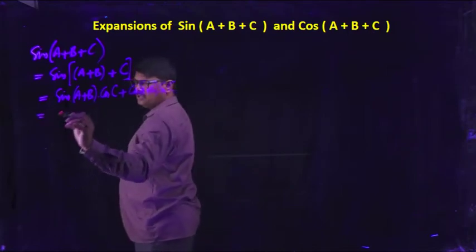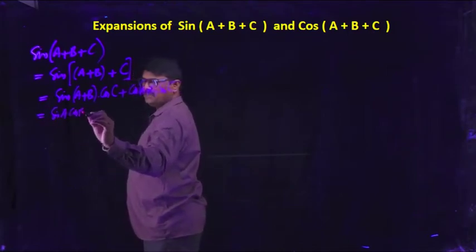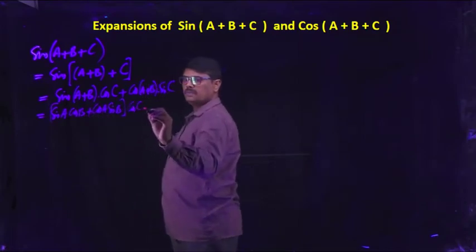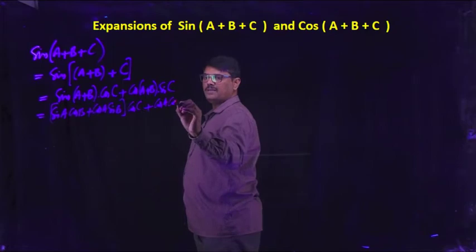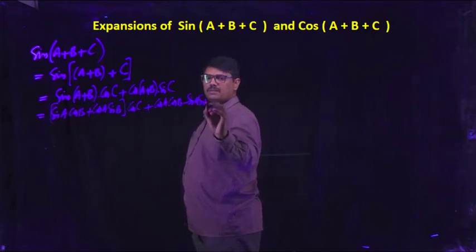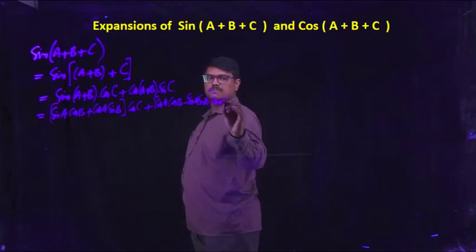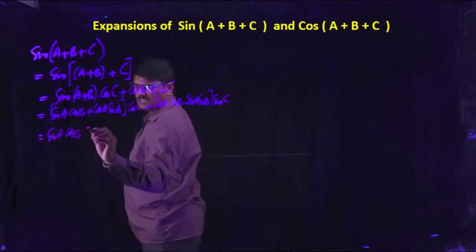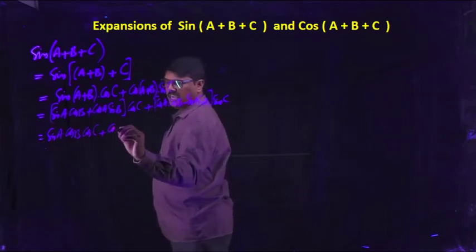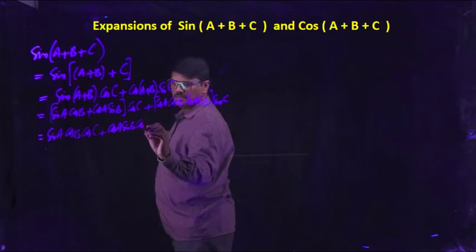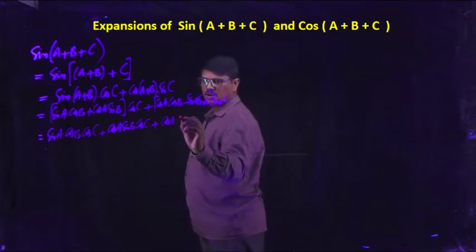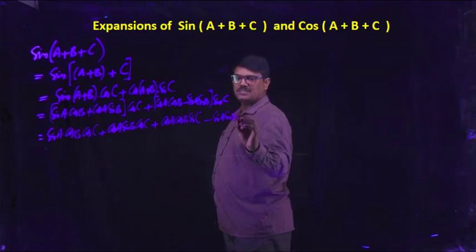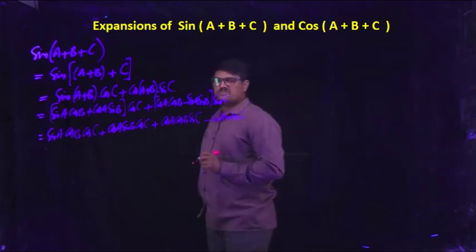Now again use the formula sin of A plus B, which is sin A cos B plus cos A sin B, into cos C, plus cos of A plus B, which is cos A cos B minus sin A sin B, into sin C. Now expanding, you will get the result: sin A cos B cos C plus cos A sin B cos C plus cos A cos B sin C minus sin A sin B sin C. So this is the expansion of sin of A plus B plus C.